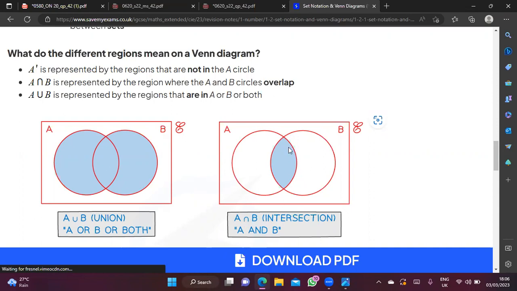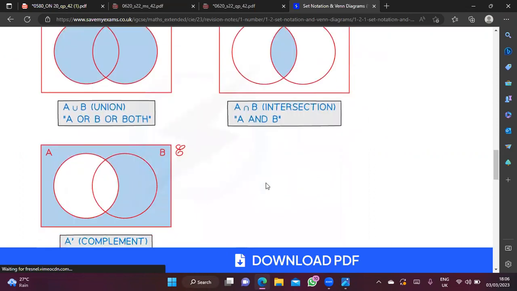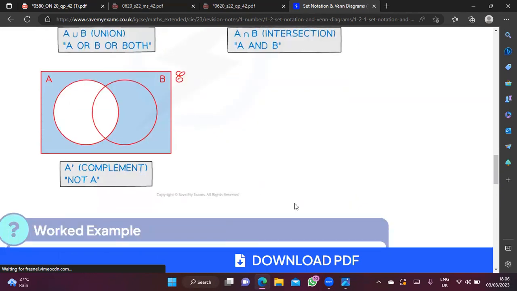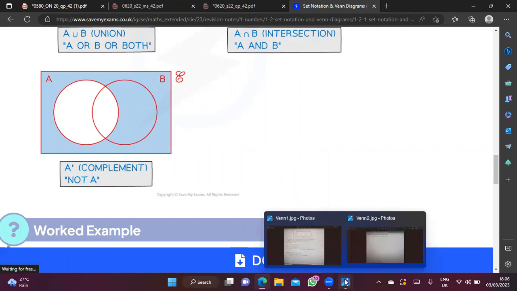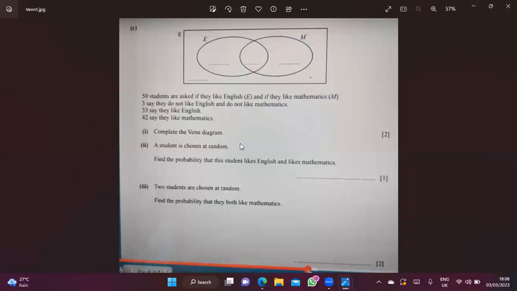okay, overlap with B is only the middle part. Overlap, you have to overlap it. A dash, which is not A, okay? So whatever is outside of A, that's how you shade it, whatever is outside of A. All right. Now, that is easy. Let's have a look at what kind of question is in the exam. Yeah, I don't know which paper this is, but it doesn't matter, okay? So let's have a look at this question.